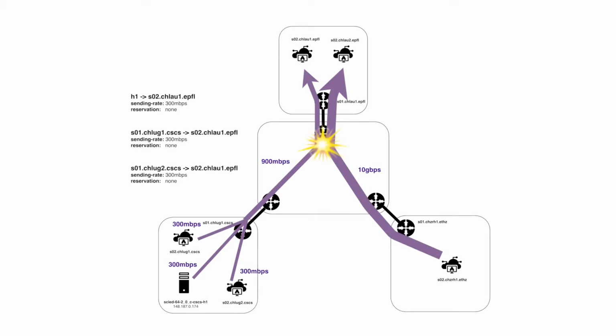Our second scenario will be used as a reference point for the last scenario. In this scenario, each host only sends best effort traffic without any reservations. The hosts in CSCS on the left will each send 300 megabits per second towards the host on the left at EPFL. The host at ETH will send 10 gigabits per second towards the second host in EPFL. The link towards EPFL only supports 10 gigabits per second. The incoming traffic is larger than that and will oversaturate the link, so some packets will be dropped by the router.